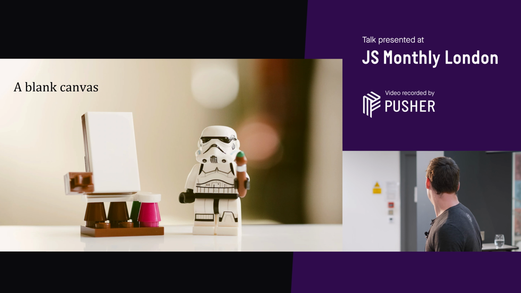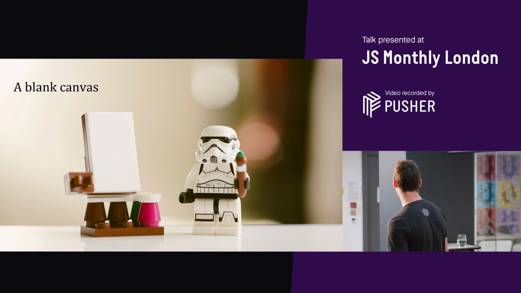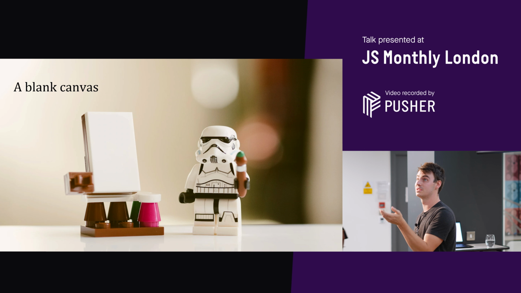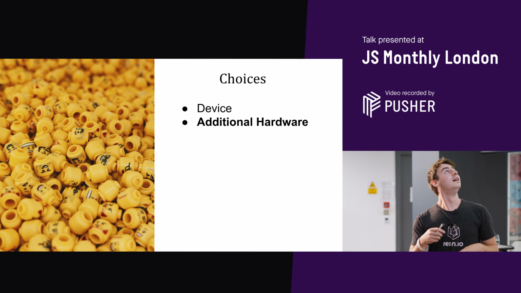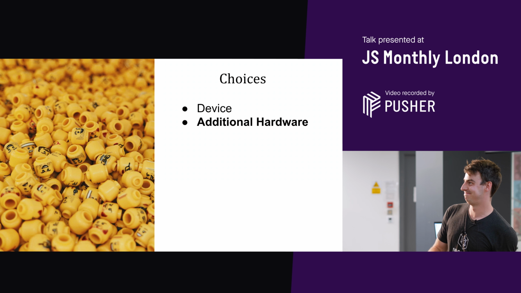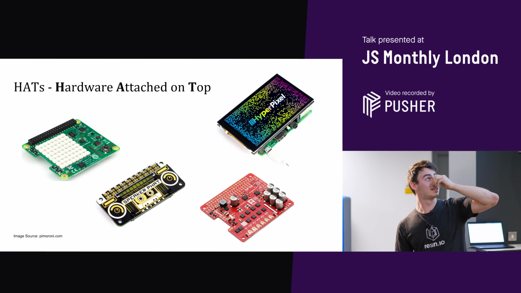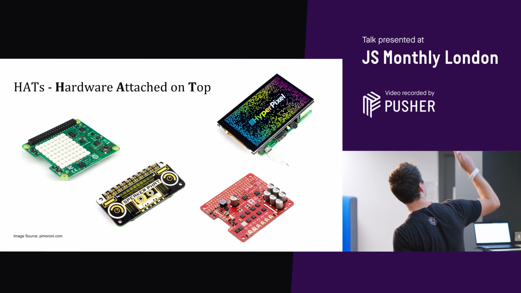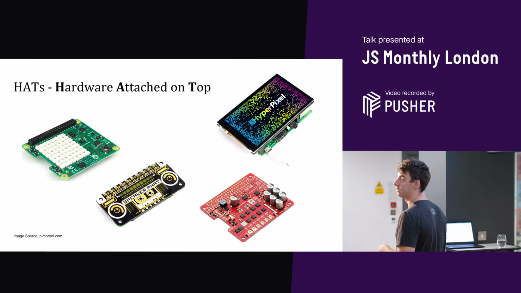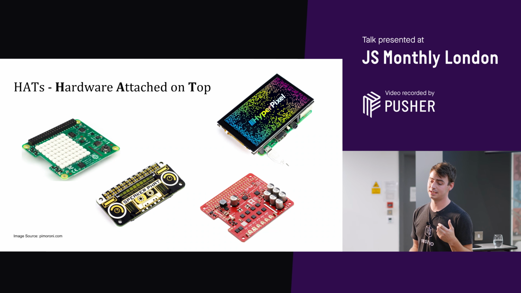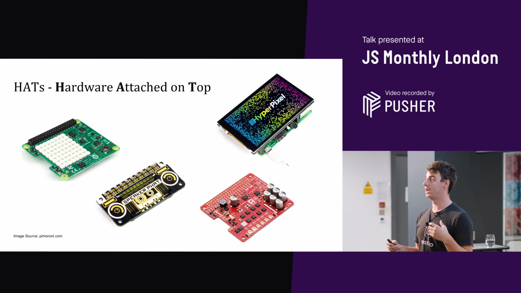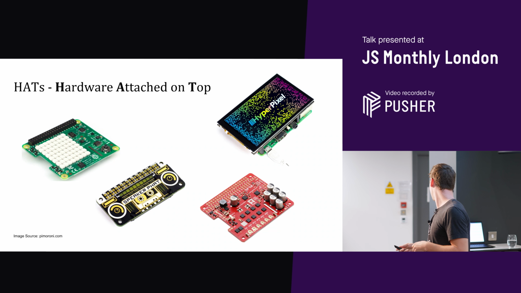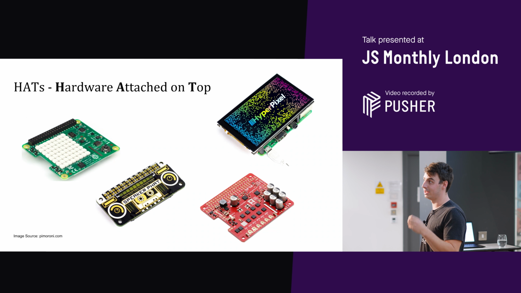So this gives you a blank canvas on which to build, and maybe if you chose the Raspberry Pi, your device is designed to have some swappable hardware or additional hardware. So we've got hats for the Raspberry Pi, which stands for hardware attached on top. Love the name, by the way. On the left, we've got the Sense hat. This was designed for the AstroPi project, which aimed at getting contributors' code in outer space. And this hat was sent to the International Space Station with some code by members of the public.